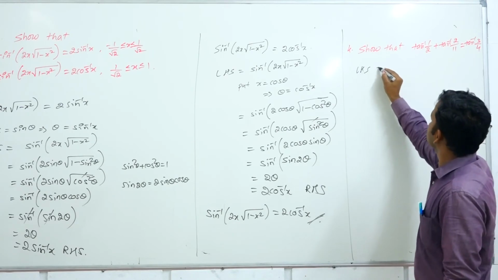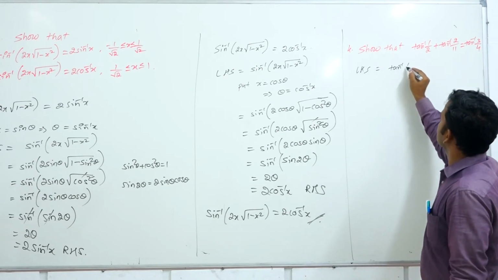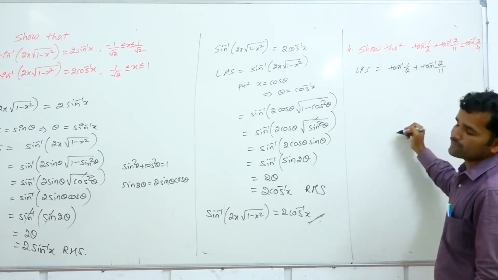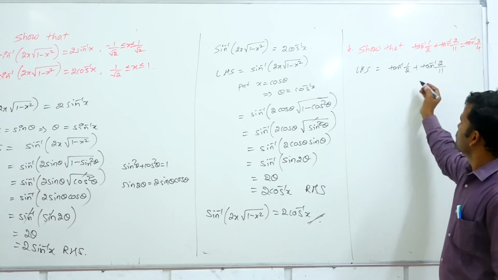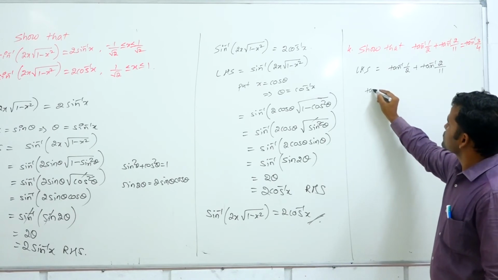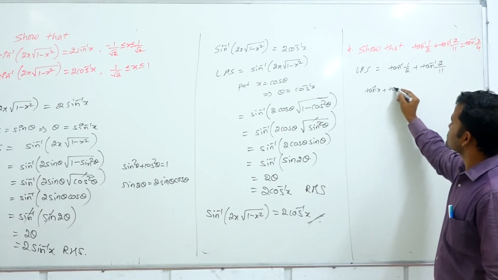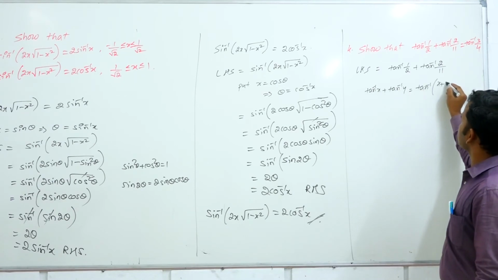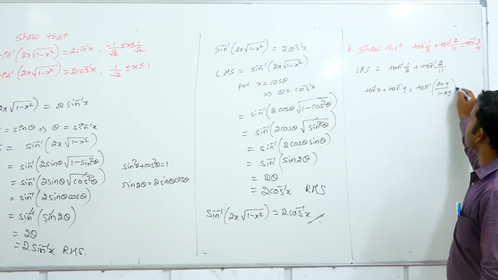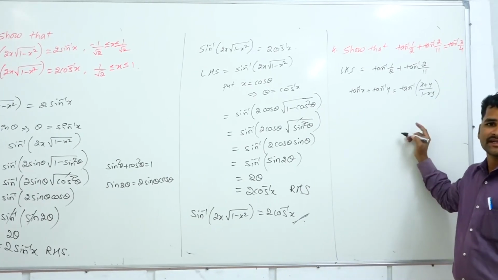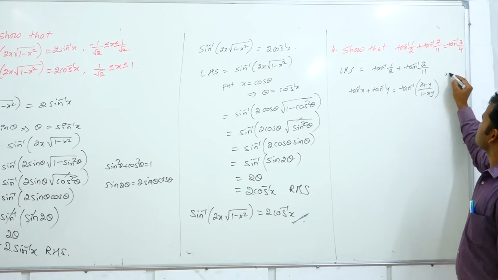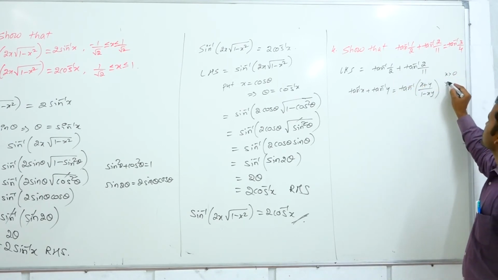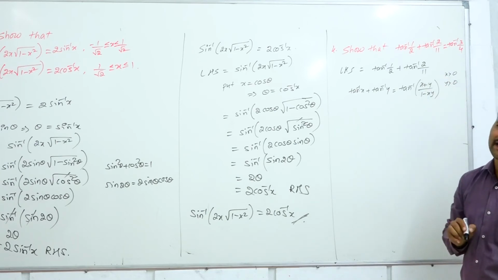Take LHS. LHS is nothing but tan inverse of 1 by 2 plus tan inverse of 2 by 11. The property is already known to us: tan inverse of x plus tan inverse of y is equal to tan inverse of (x plus y) by (1 minus xy). Is that satisfying the condition? x greater than 0, okay, 1 by 2 is a positive value. y greater than 0, yes, 2 by 11 is greater than 0.